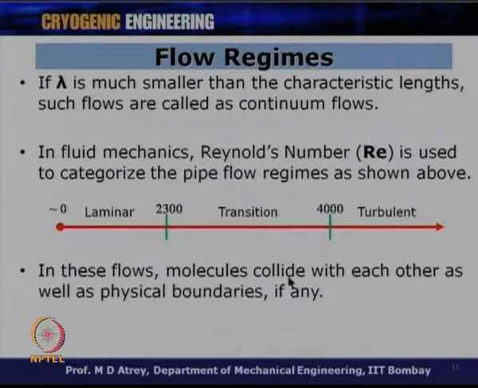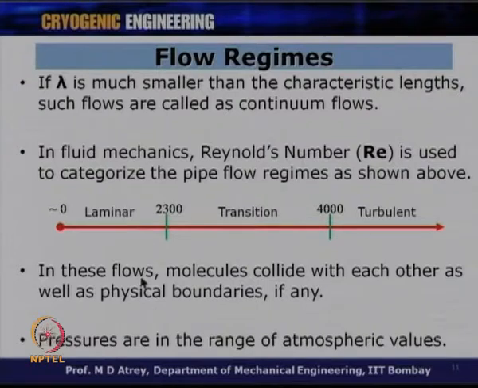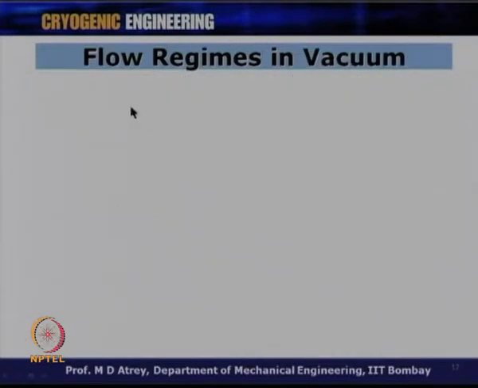In these flows, molecules collide with each other as well as with physical boundaries, if any. That means the molecules are in constant collision conditions, they are constantly colliding with each other, and they may also collide with the walls or the physical boundaries of this pipe. Now, such a thing may not exist at low pressures. All right. So, in this case, pressures are in the range of atmospheric values.